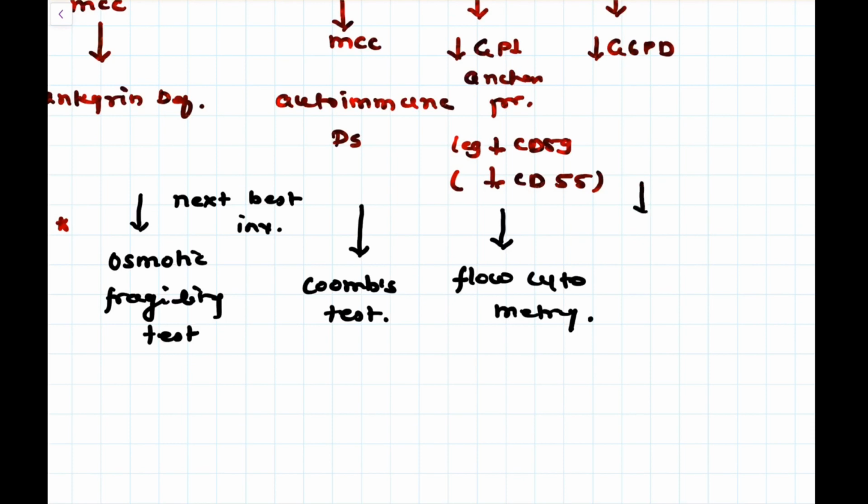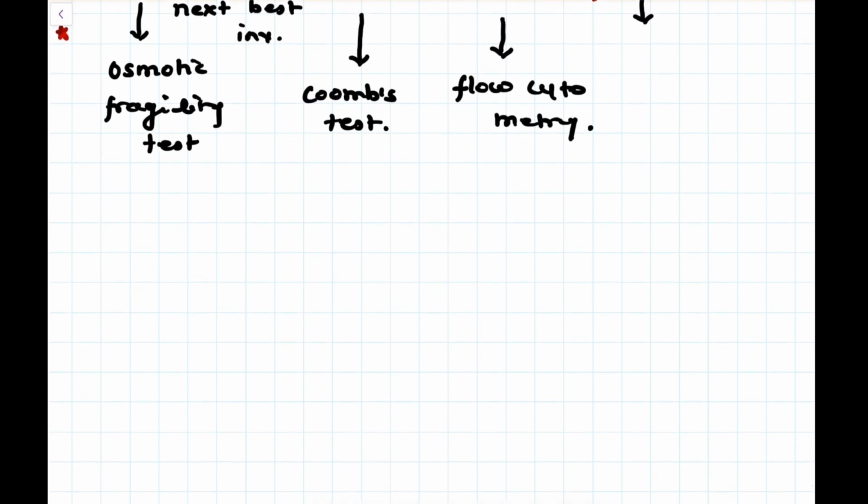In the case of G6PD deficiency anemia, we can do enzyme assay directly. So the most important investigation, the next best investigation, can be four depending on the key feature provided in the question. In the child, OFT. Adult, Coombs test. In the case of PNH, flow cytometry, and G6PD deficiency, enzyme assay. But they can ask directly.